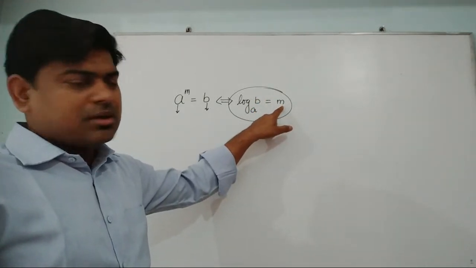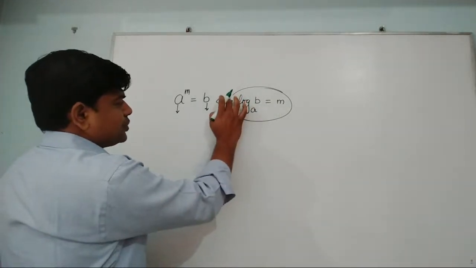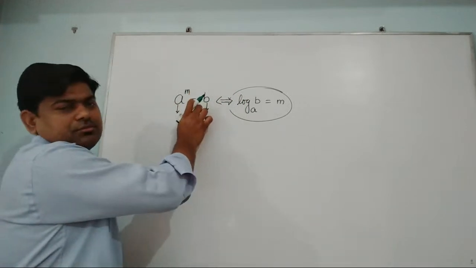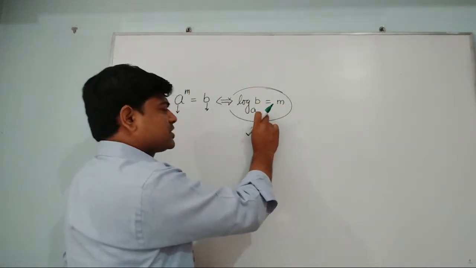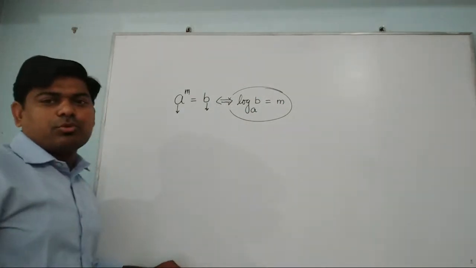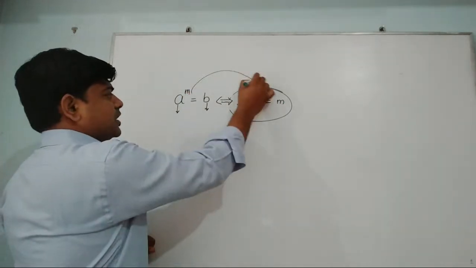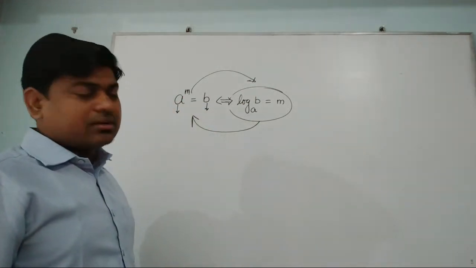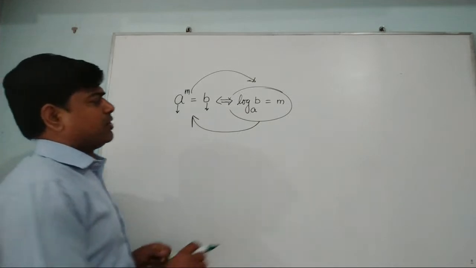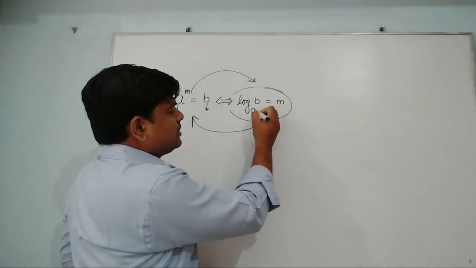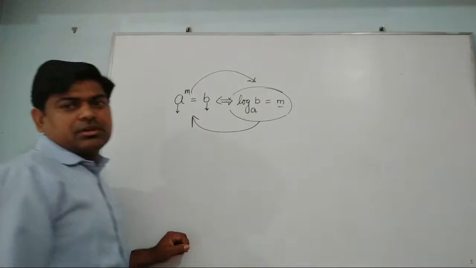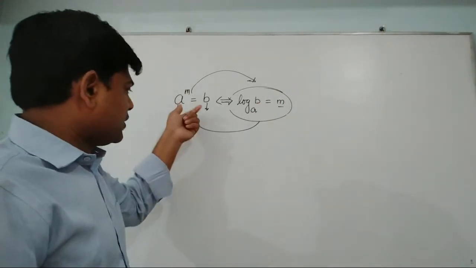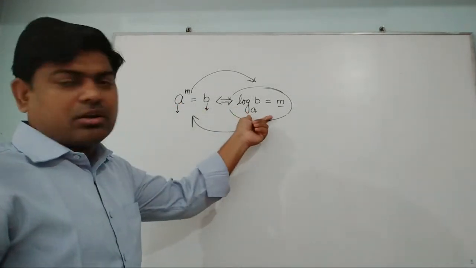Hope you are getting me. It means if this one has been given, we can write this one, or if this is given, we can write this one. So both possibilities are there. Listen again to what I want to tell you. Log b base a is equal to m is the logarithm form of the given expression a to the power m is equal to b. This one is the exponent form and this one is the logarithm form.